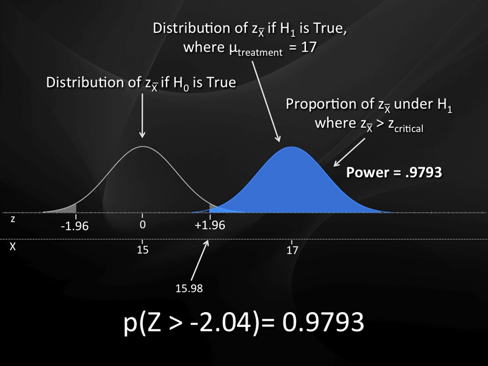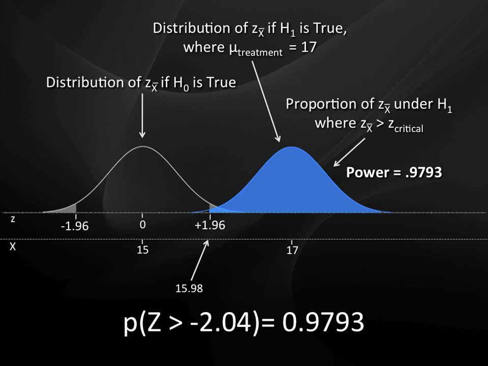Because one way you can always increase power is getting more subjects in your sample. That'll reduce the standard error. That is, these distributions will get more narrow. More of the time, your sample means will be close to whatever they're trying to estimate. So your critical value in terms of X units, that 15.98 here, would actually go towards 15, because more often than not, the sample means you would expect to get would be closer to 15.